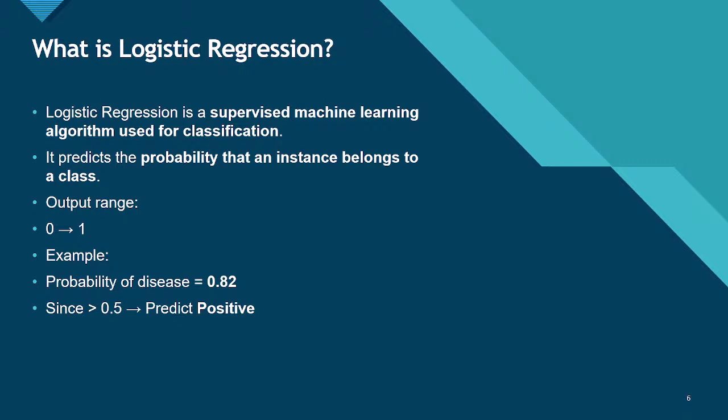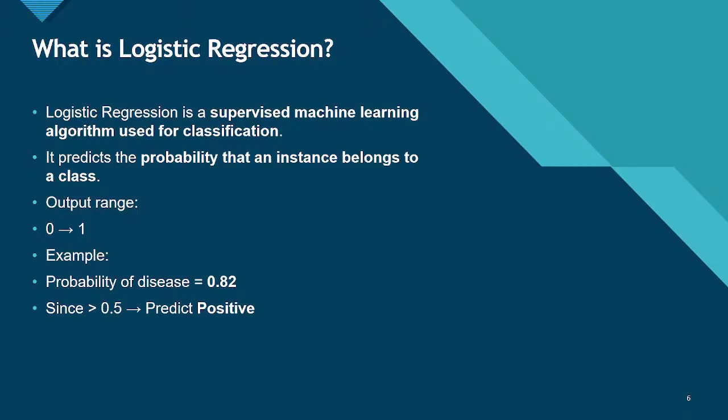The prediction probability is also used in logistic regression. What is meant by prediction probability that an instance belongs to a class? Instead of directly predicting a class like yes or no, logistic regression first predicts the probability that an instance belongs to a particular class. This probability value always lies between 0 and 1. You can think of it as confidence between 0 and 1. For example, 0 means the event is very unlikely and 1 means the event is very likely. So the model gives us a probability that indicates how likely the event is to occur.